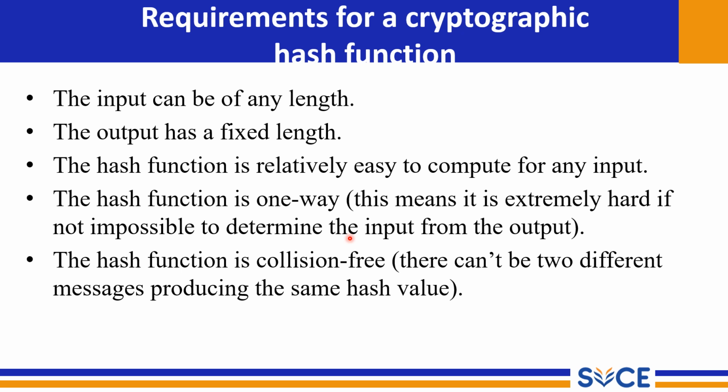The next is pre-image resistance. Here, it should be computationally infeasible to reverse the hash function, that is, to find the original input given a hash value. Collision resistance: it should be difficult to find two different inputs that produce the same hash value. And the next is the avalanche effect. A small change in the input should produce a significantly different hash value.